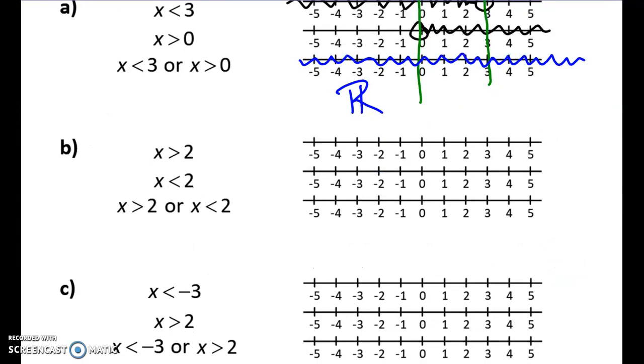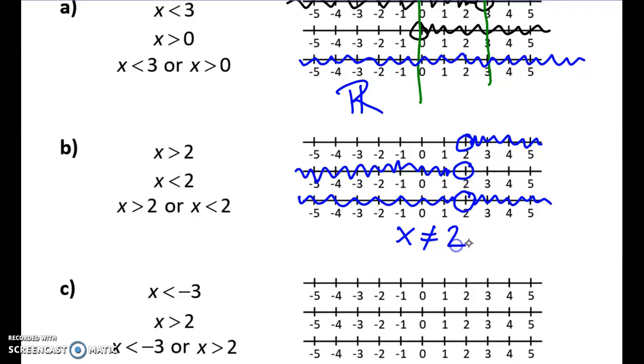Now let's take a look at B. Here I want to graph x is greater than 2, open circle on 2, graph up. Then I want to graph x is less than 2, open circle on 2, graph below. Well, when I'm looking at this, I've got squiggles everywhere except, if you look, 2. Every single number here could be an answer except the physical number 2 because of the type of symbols we were given. So my answer is all real numbers except x not equal to 2.